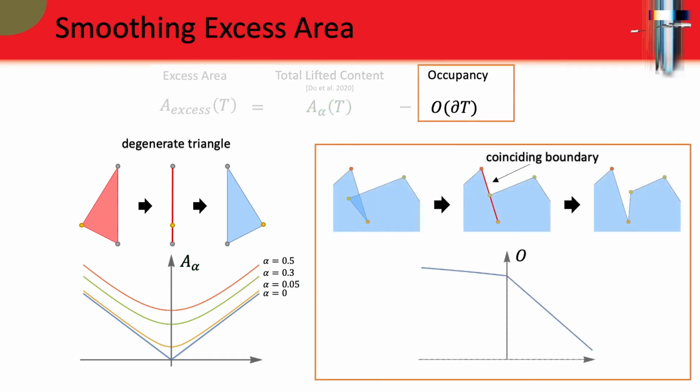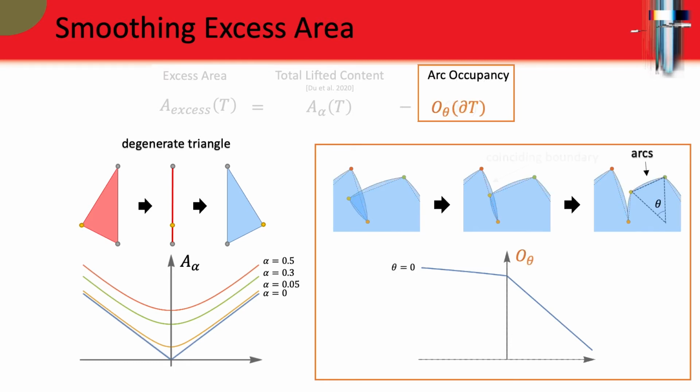On the other hand, the occupancy is not smooth when the map transitions out of an overlapping state, and the sharp change happens when two boundary edges coincide. To smooth it, we replace each edge with a circular arc, whose center angle is theta, which is a constant parameter for every arc. We define the arc occupancy as the difference between the occupancy of the new curve formed by these arcs and the total area bounded by each edge and its arc. Here, the theta angle also controls the smoothness of the energy. As theta increases, the energy gets smoother.